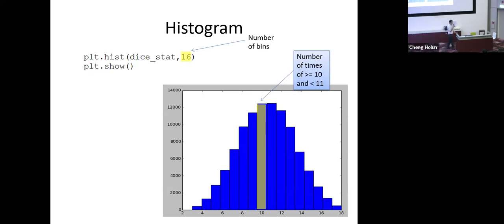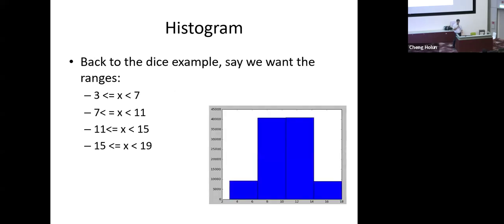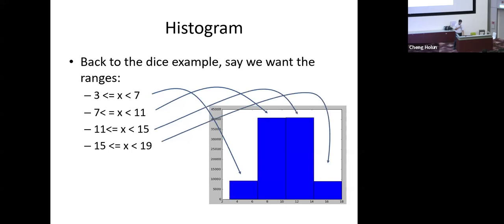Sometimes you don't want to do that. You want to make it smaller. For example, I want larger intervals. This is the same graph, but each bin size is 4. So I group the numbers 3, 4, 5, 6 into one group, 7, 8, 9, 10 into one group, 11, 12, 13, 14 into another group, and the rest into the other group. So it's the number of dice rolls that occurred in that group. Okay, you can change the number of bins. And yeah, so each of that is a bin.